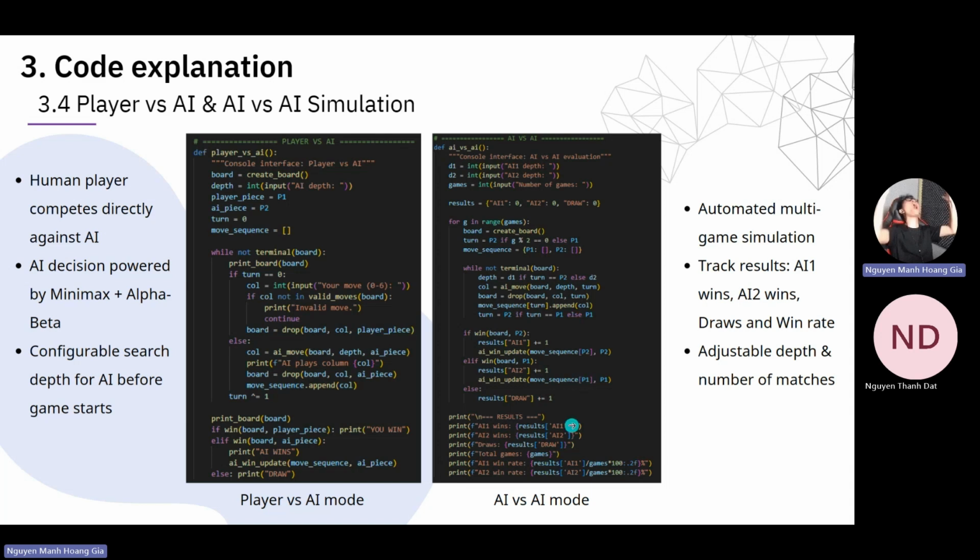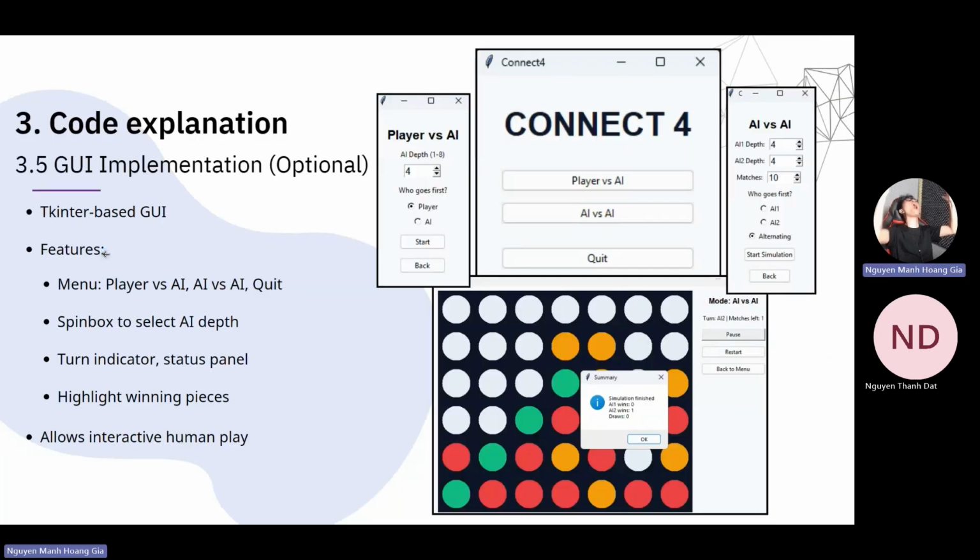Learning weights are updated after each AI win, enabling adaptive behavior across simulations. As an optional extension, we implement a Tic-Tac-Toe-based GUI to enhance usability. The GUI includes a main menu, player vs AI, and AI vs AI modes, spin boxes for selecting AI depth, and a real-time turn indicator. Winning pieces are highlighted visually, improving clarity and user experience.